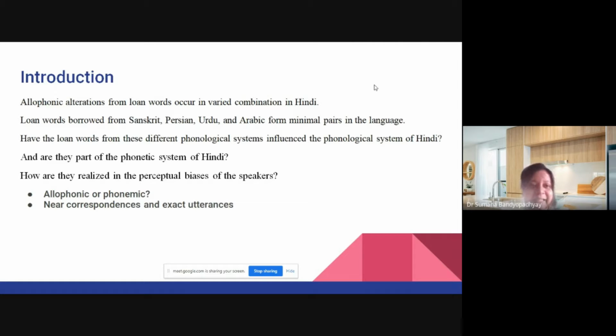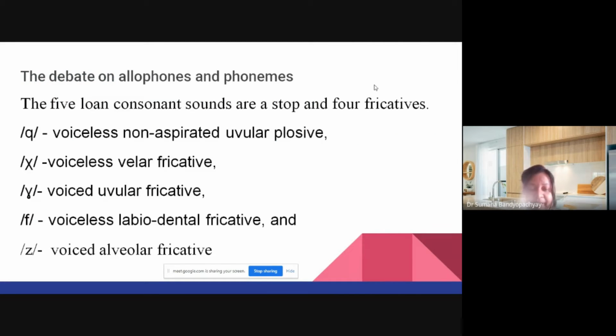Next slide, please. First, let me come to the debate on allophones and phonemes. The five loan consonant sounds which I would discuss are q, the voiceless non-aspirated uvular plosive. This is a stop sound, and the other four consonant sounds are fricatives. That is x, the voiceless velar fricative, and ġ, I'm sorry, this is the voiced uvular fricative. f is the voiceless labiodental fricative, and z, the voiced alveolar fricative.